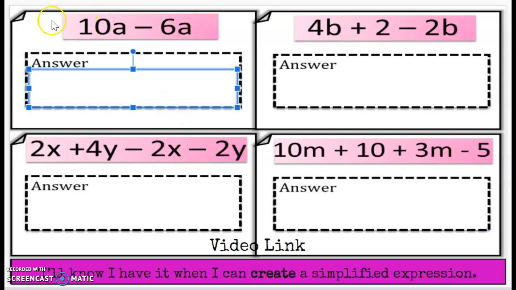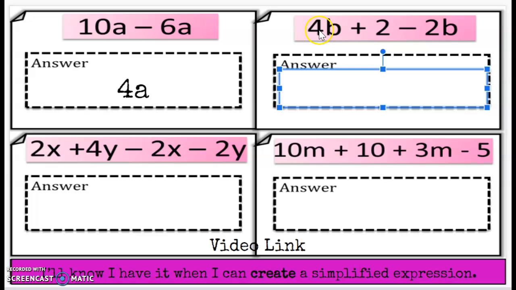I'm going to look at this. I have 10a minus 6a. So what I'm going to do is subtract these two numbers. 10 minus 6 equals 4. And then I'm just going to bring down my variable, which is a. That's my simplified expression for this one right here.